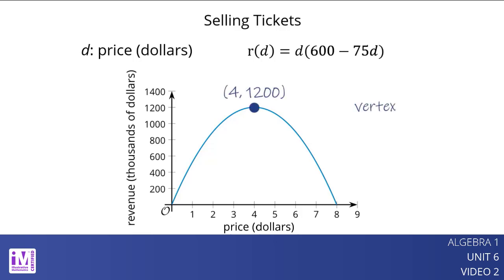This function has a 0 at a price of $8 because no tickets are sold, so the revenue is 0 when the price is $8. This function has another 0 at a price of $0 because the tickets are free, so the revenue is 0 when the price is $0.